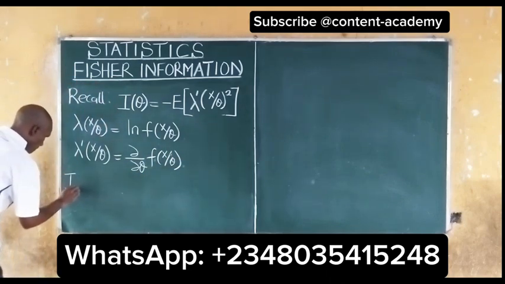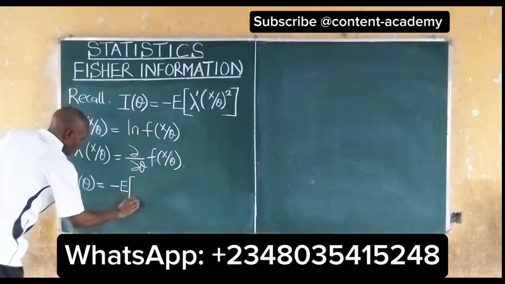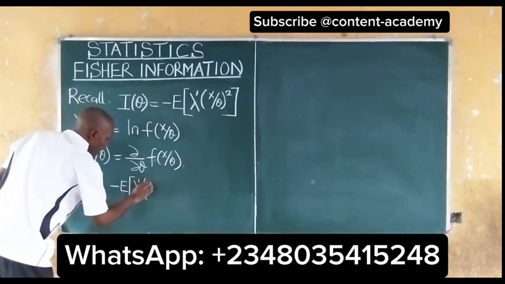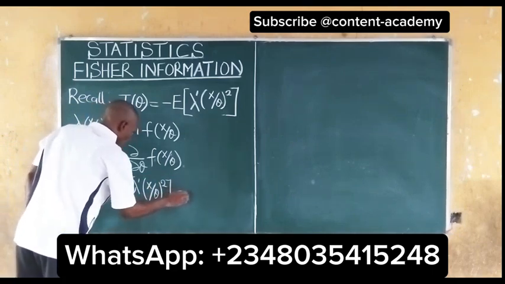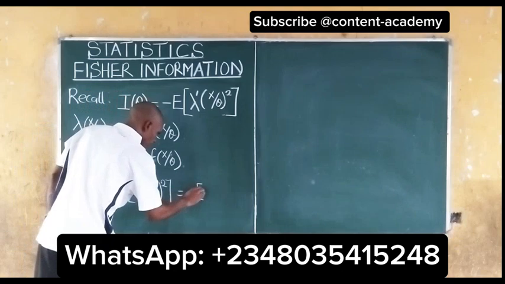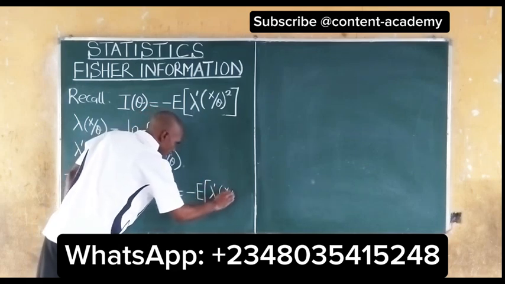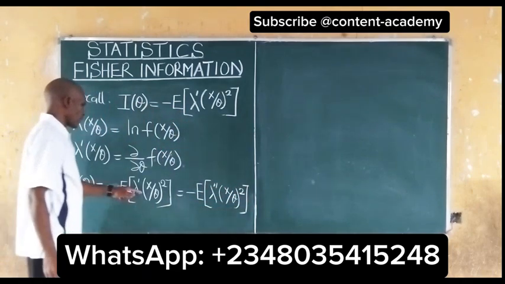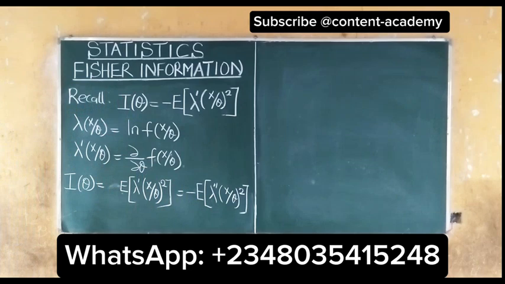More so, our Fisher information is equal to the expectation of, you can write it as this, we can also write it as negative expectation of this, where this is our first derivative and the second derivative.